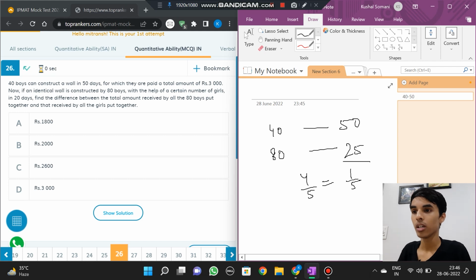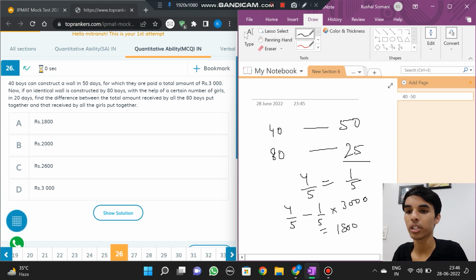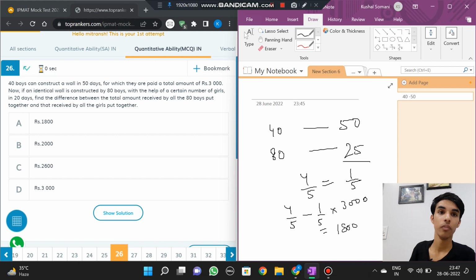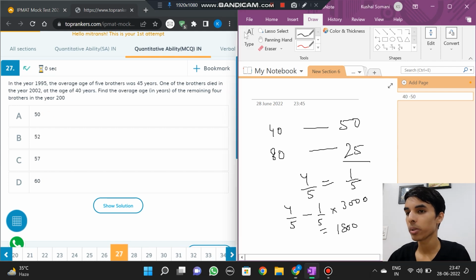So for those 20 days, the 80 boys are doing 4/5 of the work, and the girls are doing 1/5 of the work. And the total amount that they are receiving is 3,000. So now we have to calculate the difference between the total amount received, which will be nothing but 4 by 5 minus 1 by 5 into 3,000, which is 3 by 5 into 3,000, that is nothing but 1,800. Again, I think it was a fairly simple question, just a slight bit of observation will do the purpose for you. Let's move on to the next question.